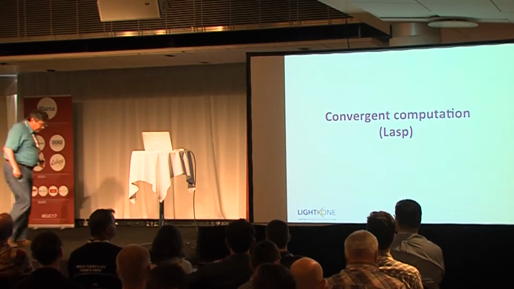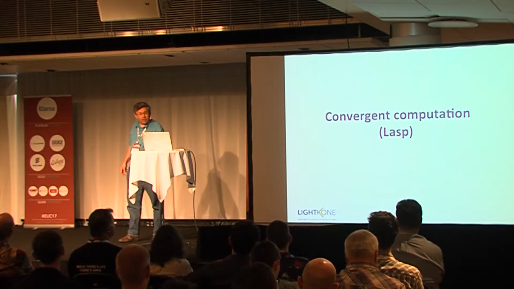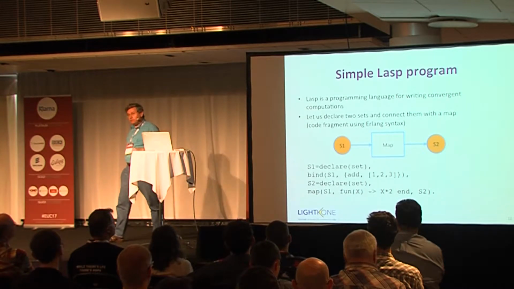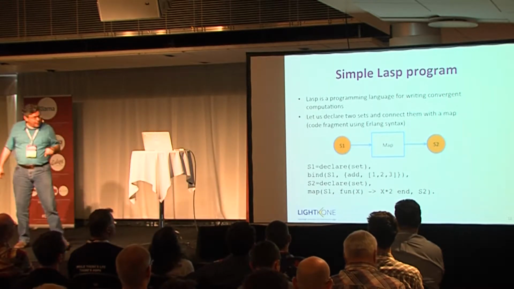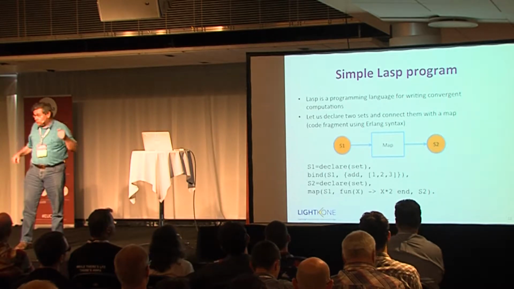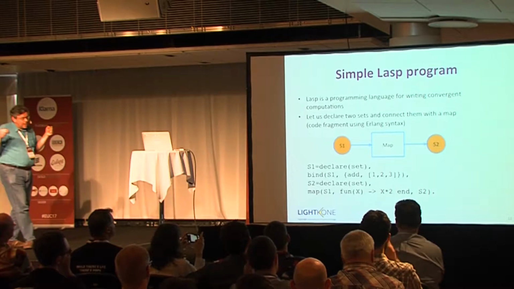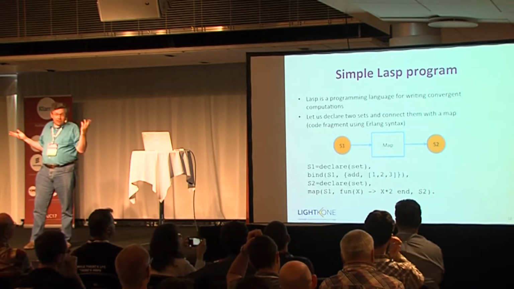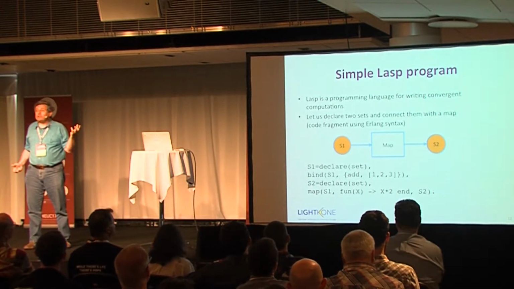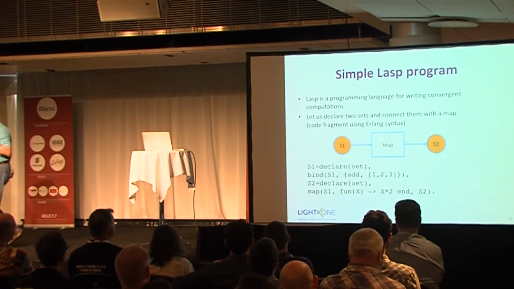So our LASP prototype is able to do a number of convergent computations. So here's a simple LASP program. So basically, in this program, the two orange balls are just variables, okay? S1 is a set, S2 is a set, and they're connected using a map process, which does a mapping of the set elements from S1 to S2.